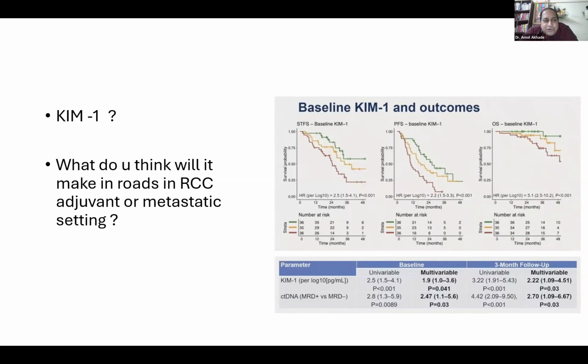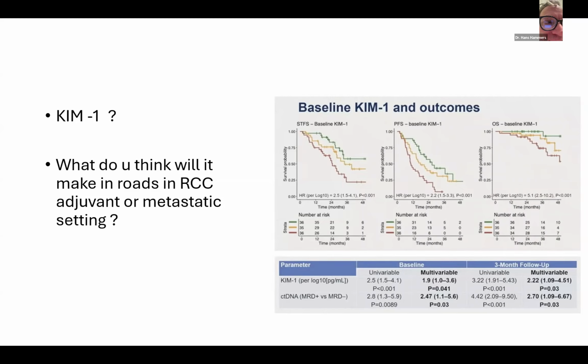Thank you. Has anyone of you used KIM1? Dr. Hans, have you used KIM1, kidney injury marker 1, as a biomarker? Yeah, I have been begging my pathology team to get me access to that. I have not been able to get it commercially available at my institution, but I would love to use it.